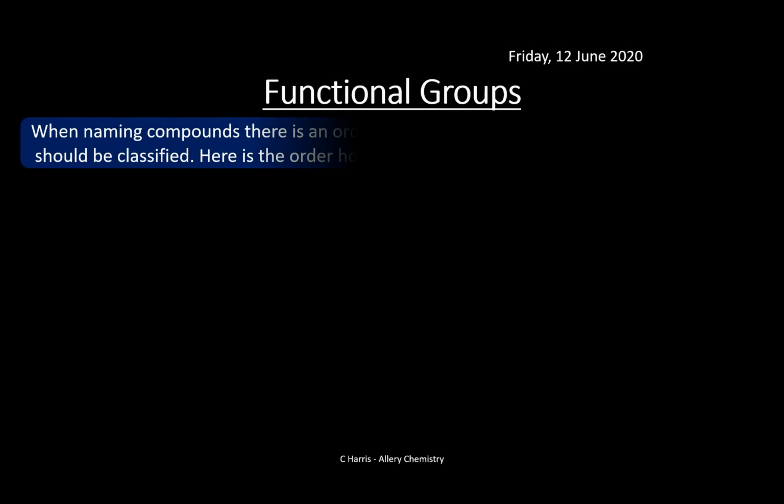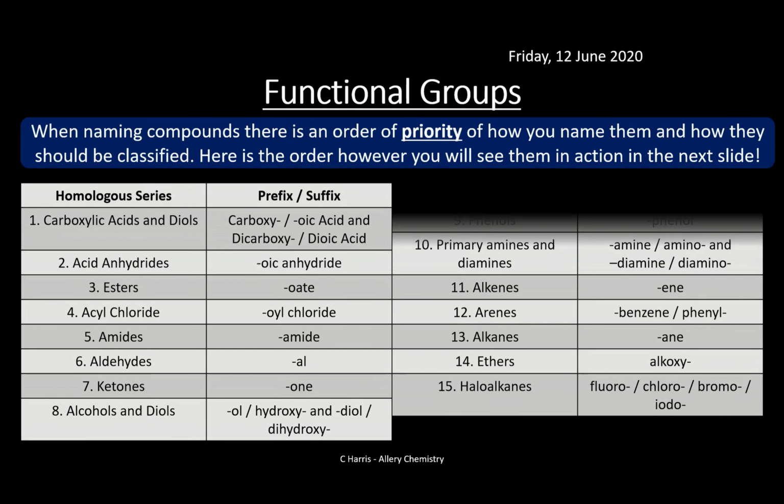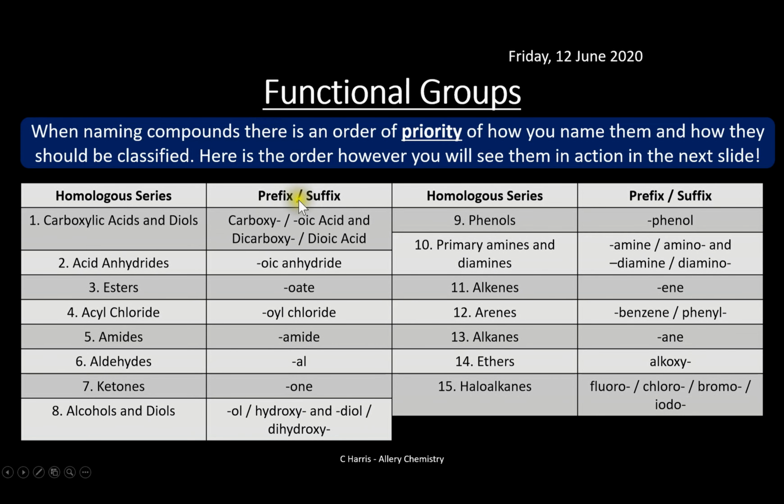This could be quite tricky for you. So when we're naming organic compounds, there's an order of priority of how we name them and how they should be classified. And we're going to look at the order here. You don't need to worry about remembering every single one of these. You'll get used to naming compounds just through experience. You would have named hundreds and hundreds of compounds throughout A-level chemistry. But this is just a formal thing. It might be a good idea for you to print this out and pin it to your wall, and then when you're naming, you'll get used to learning how to name it.